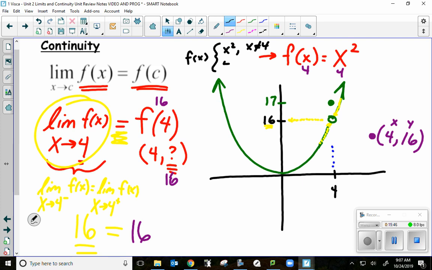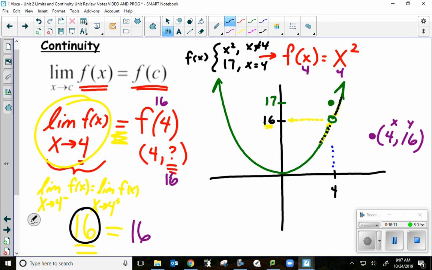When x equals 4, boom, you use the number 17 when x equals 4. That's this coordinate dot I just did there. The limit is still 16. As I approach 4, it's still 16. But what's f of 4?